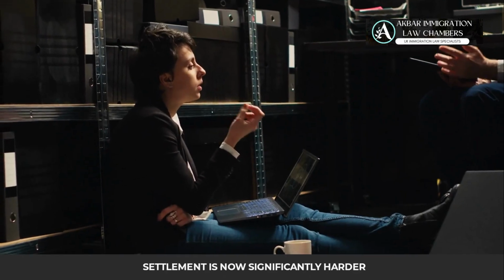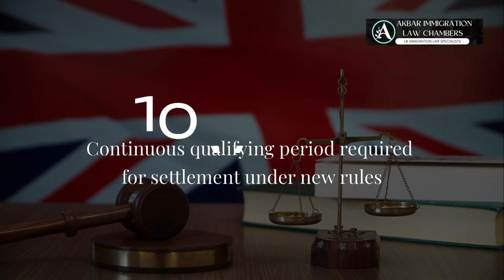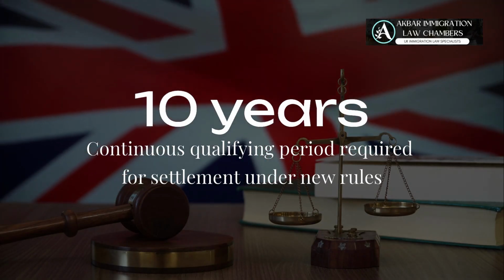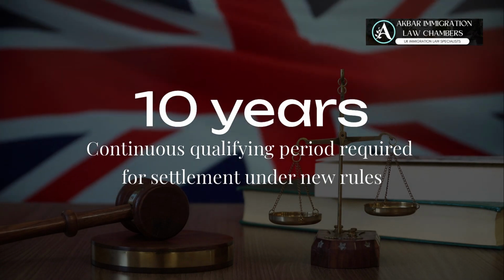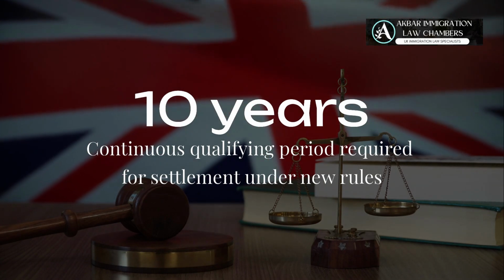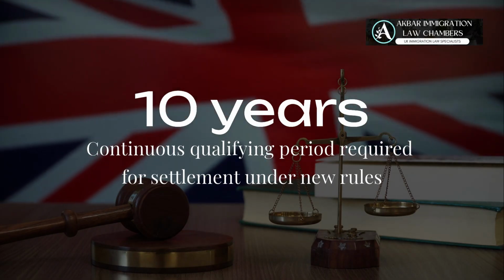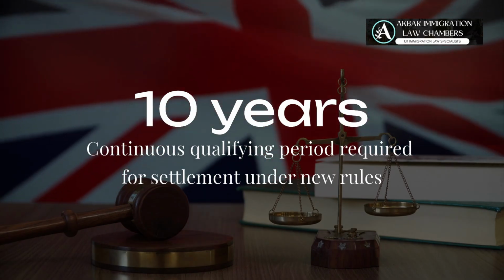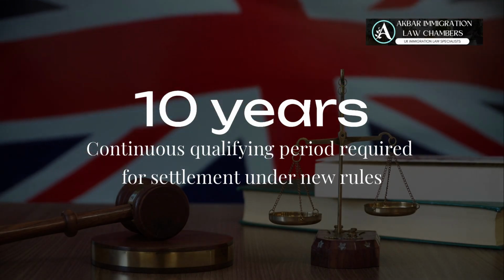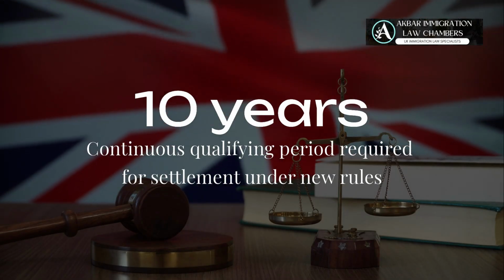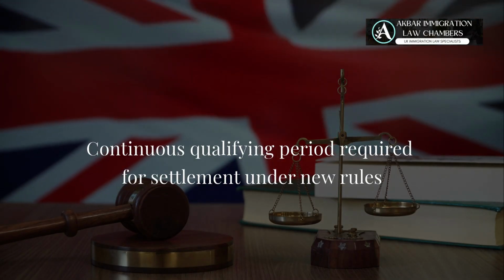Settlement is now significantly harder under the new Part Suitability rules. If you have certain suitability issues during your qualifying period for settlement, you'll be refused settlement, unless you can prove you've completed a continuous qualifying period of 10 years with permission and you've completed 5 years of continuous residence after the date the suitability ground came to the Home Office's attention.